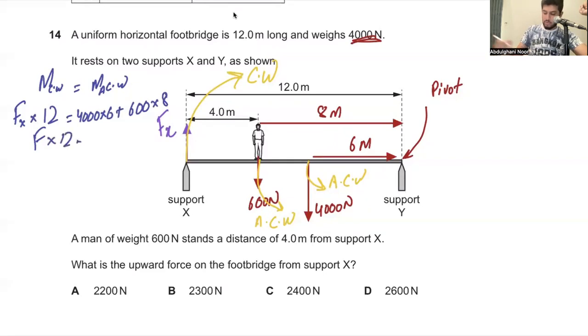And that gives me the value of F. F into 12 is equal to 28800. F is equal to 2,400 newtons. So the question is, the pivot is Y.